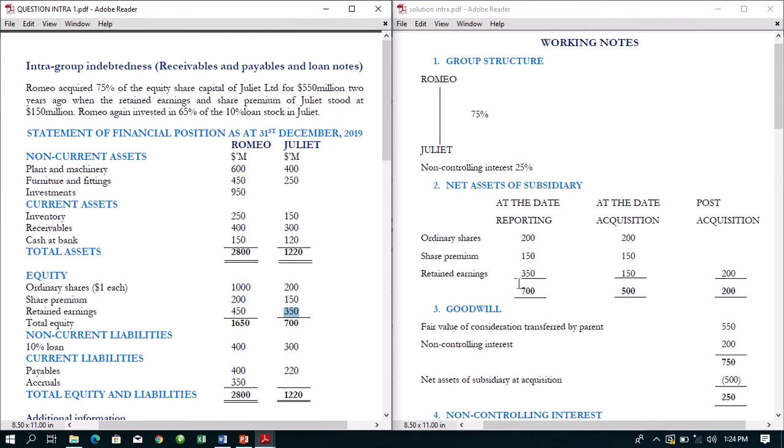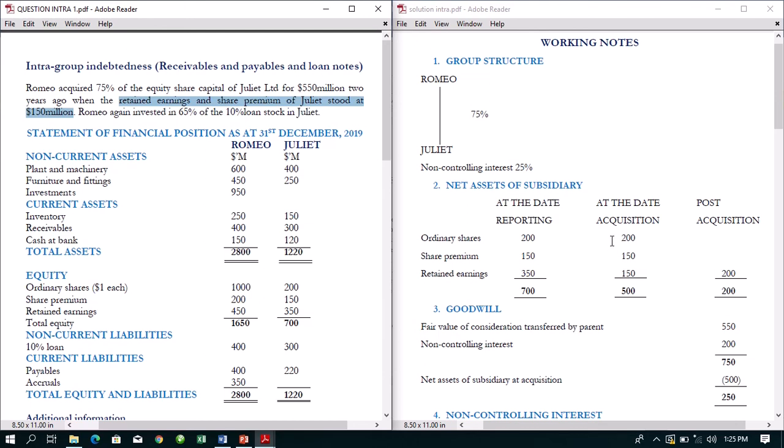Now, what happened at the date of acquisition? Coming back to the first paragraph of the question, it said, when the retained earnings and share premium of Juliet stood at $150 million. So coming here now, at the date of acquisition, my share premium is $150 million, my retained earnings is $150 million. But don't forget, since the time we acquired this company, there is nothing like we issue additional shares. So our shares at the date of acquisition and at the date of reporting remain the same.